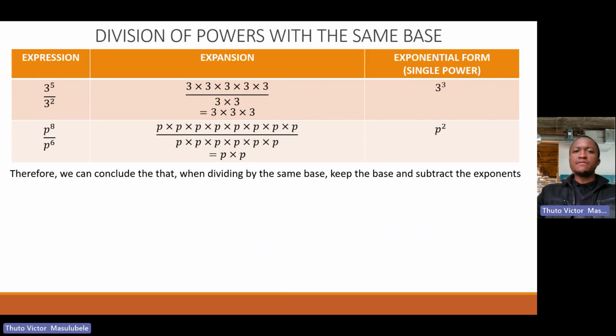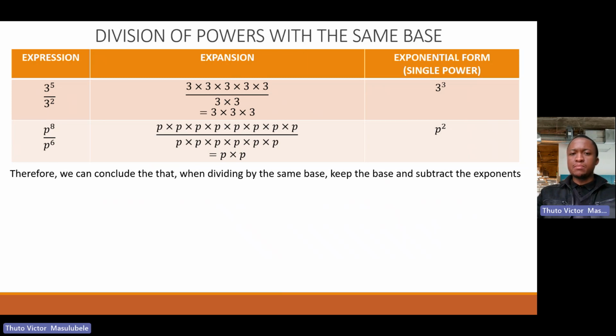Now let's investigate the division of powers with the same base. Now what happens when you divide 3 to the power 5 divided by 3 squared? That can be expanded, and after it being expanded, the same factors will divide with each other, and what will be left? Will be left with 3 times 3 times 3, written as a single power or in exponential form. That will be given as 3 to the power of 3.